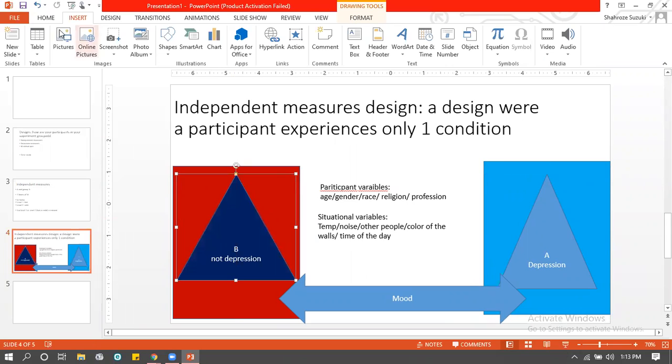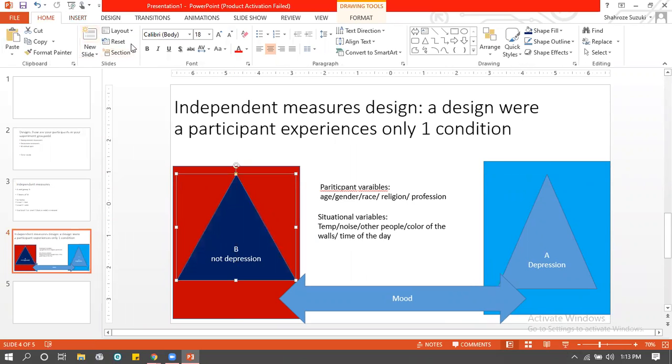So yeah. So is everything clear so far about independent measures design? Balaj, is everything clear?